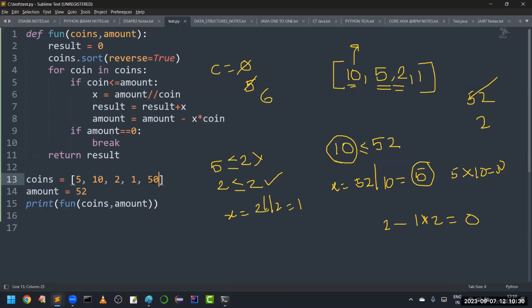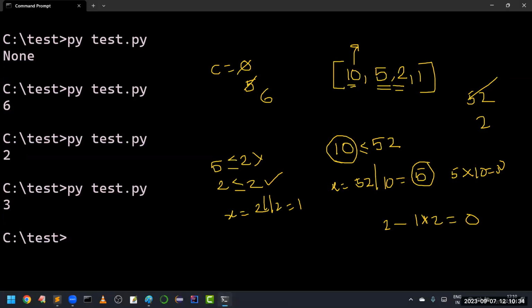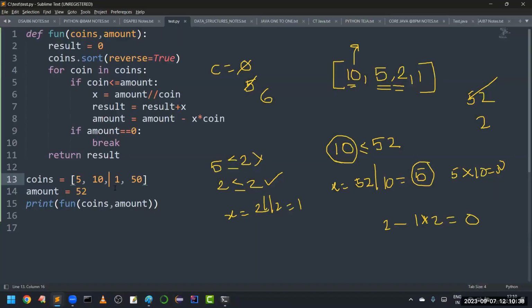Assume the 2 rupee coin is not there, then what will happen? So how many possible combinations are we going to get? 3. A 150 rupee coin and then what? A 50 rupee coin. So then 1 plus 3 coins we have to select, right?